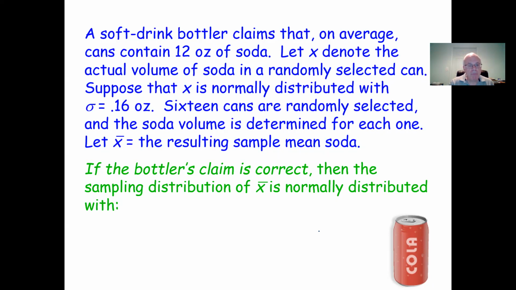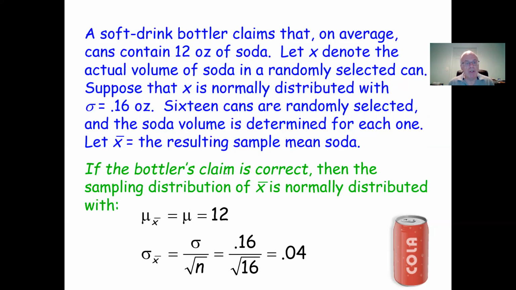Okay. If the bottler's claim is correct, then the sampling distribution of X bar is normally distributed with a mean of 12. Now, where do we get the 12 from? Well, it says the bottler claims that on average, the can contains 12 ounces of soda. Some of them have a little bit less, some have a little bit more, but on average it is 12 ounces of soda. That's the population mean. We're assuming the population standard deviation is 0.16 ounces. That's the average spread of the amount of soda in all the cans.